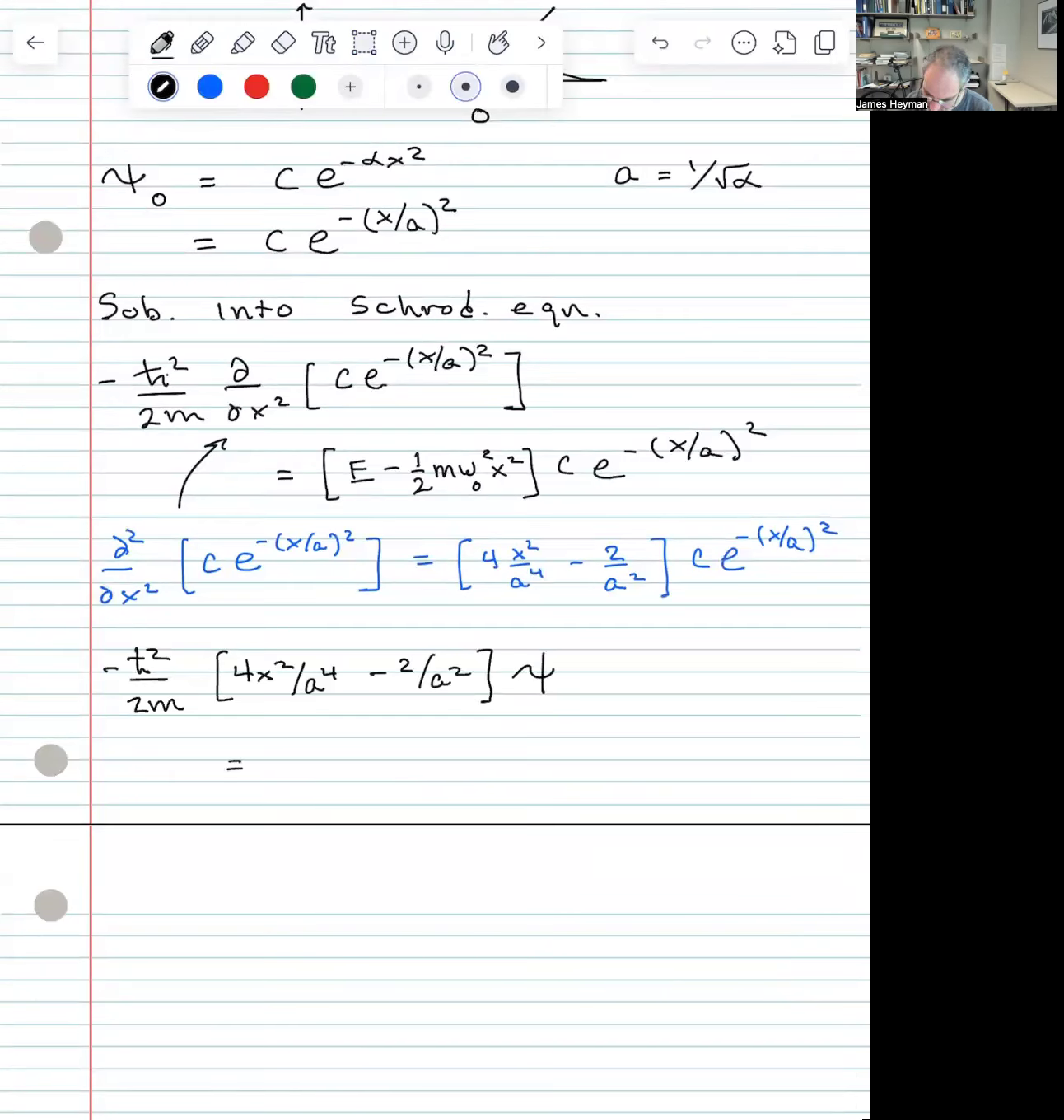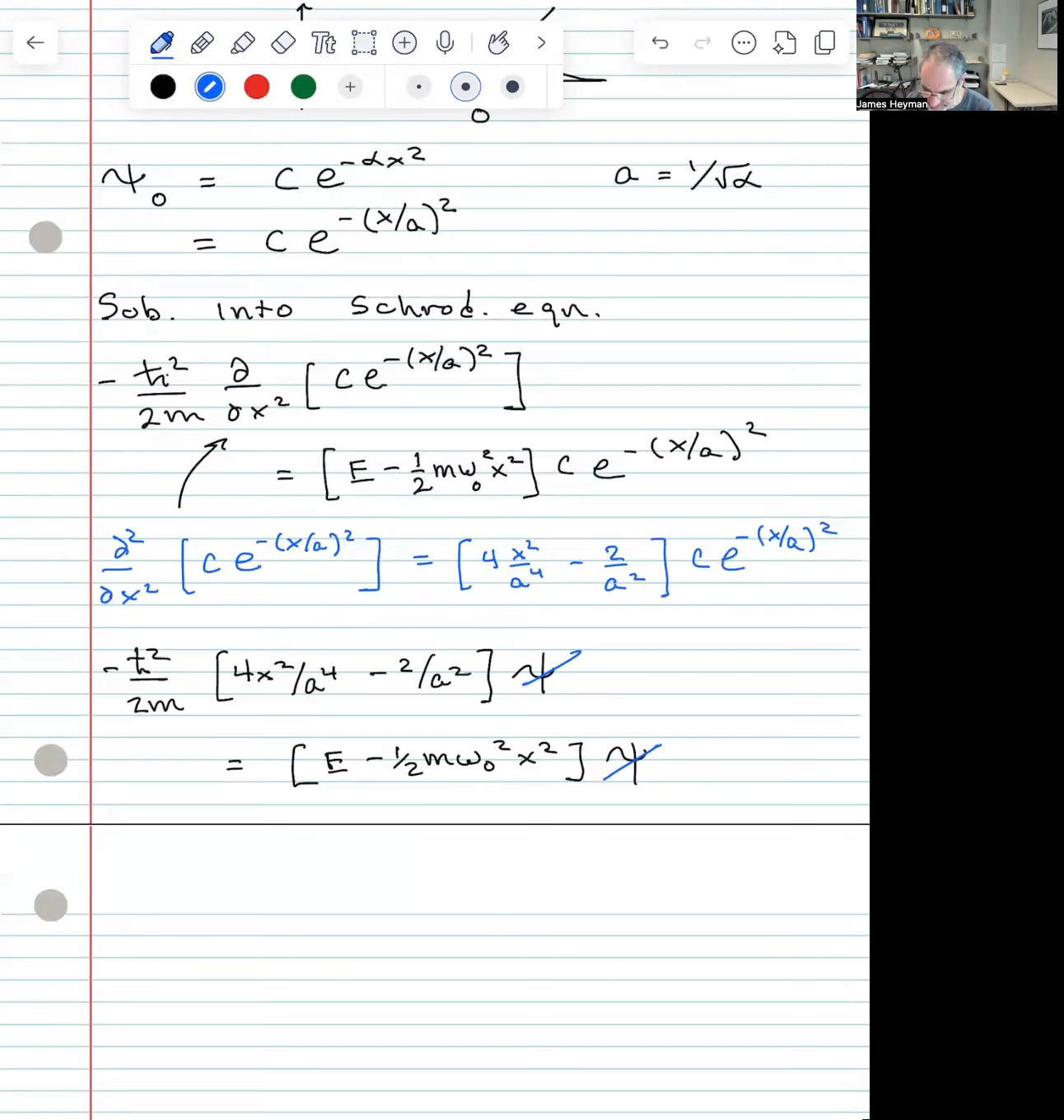And on the other side, we have E minus 1/2 m omega naught squared x squared times the wave function. Notice the wave function cancels out here. That's telling us that this is a valid solution. This wave function is a valid solution to Schrodinger's equation, okay? And then it gives us an equation. We're left with an equation, which will be an equation for A, okay?